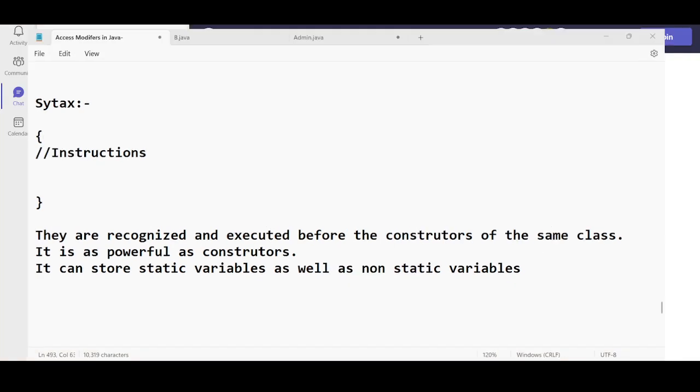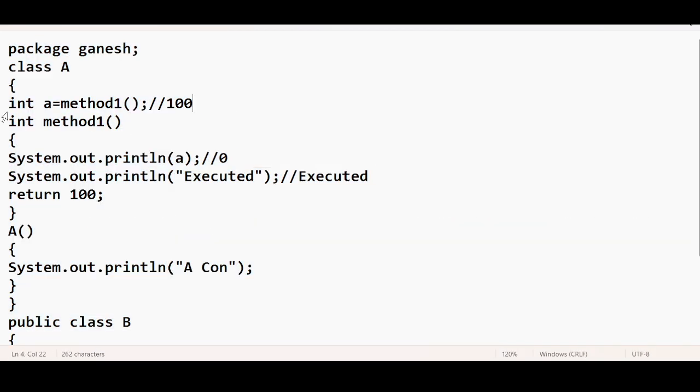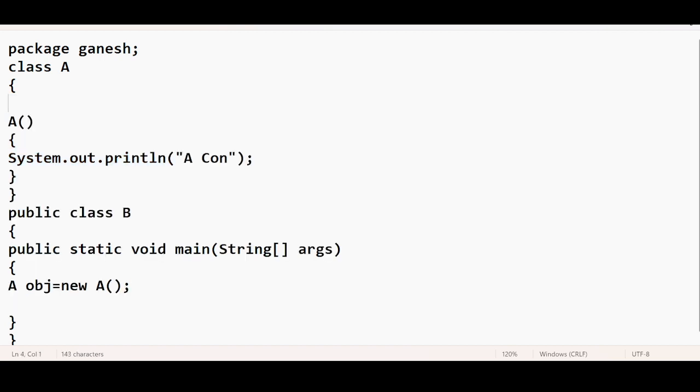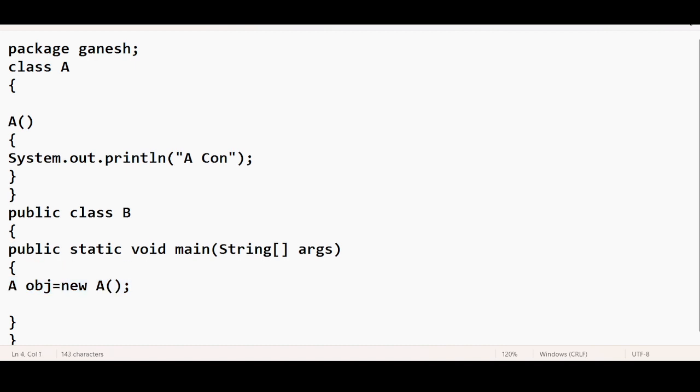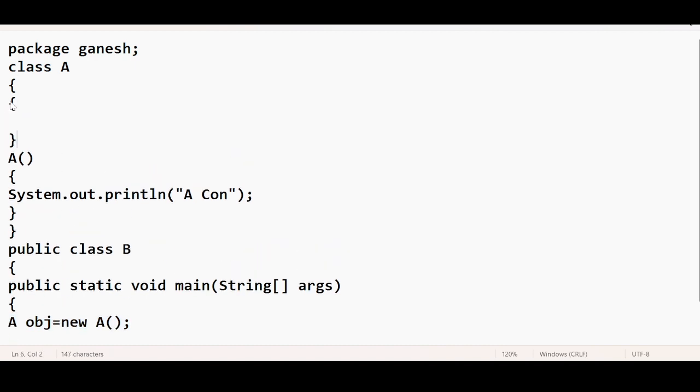Very simple, a small program I am taking. Let me remove all this. So I will be having a constructor. I have two classes here, don't you think so? One is class A, and inside the class A I have a constructor, and I have a class B, and I have an object creation. Okay, I am placing an instance block here. Any block, okay, if you have opening and closing, if you have a boundary, a kind of a container, an opening and closing parenthesis, this is called a block. Inside this block, I am giving a statement as system.out.println.